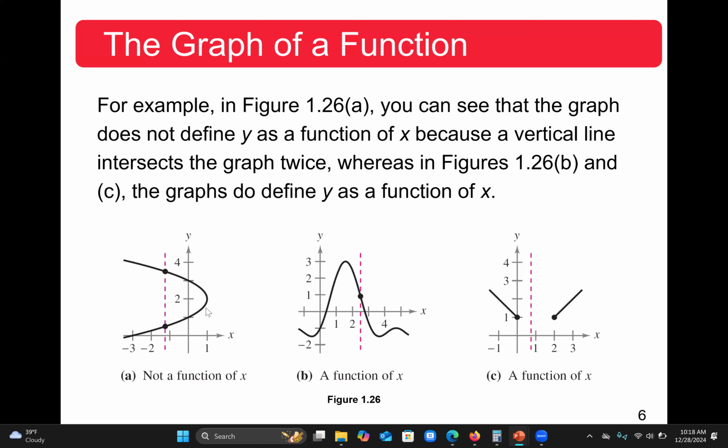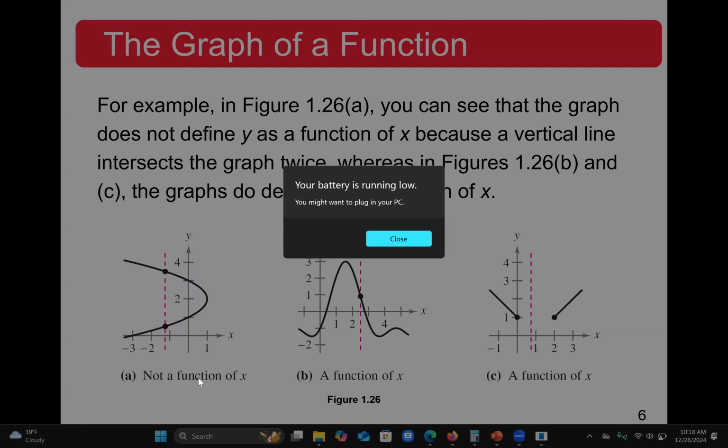So we have actually three graphs here, and we want to see if all these three graphs are functions. So we check the first one. We draw a vertical line. We see that a straight vertical line intersects twice on the graph. So this is not a function. Again, it's a graph, but it's not a function.